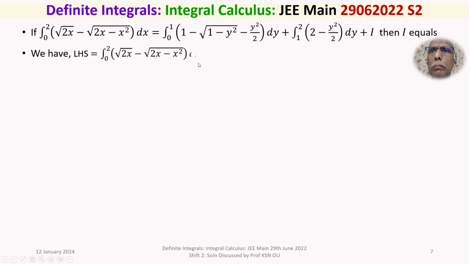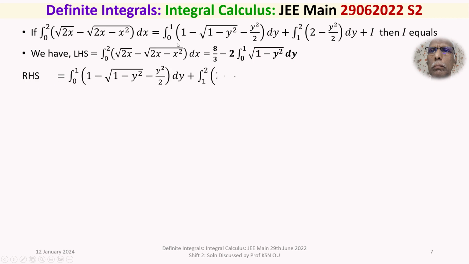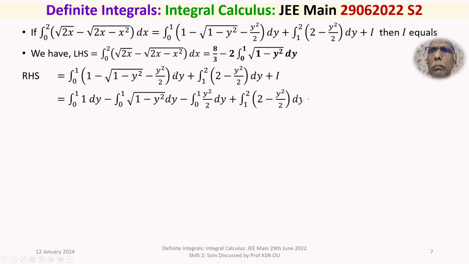And LHS we have already evaluated. Take the RHS. RHS integral 0 to 1, this one, separately you separate it. That is integral 0 to 1 of 1 minus integral 0 to 1 of root of 1 minus y square with respect to y minus integral y square by 2 plus integral 1 to 2 in brackets 2 minus y square by 2 with respect to y plus I.